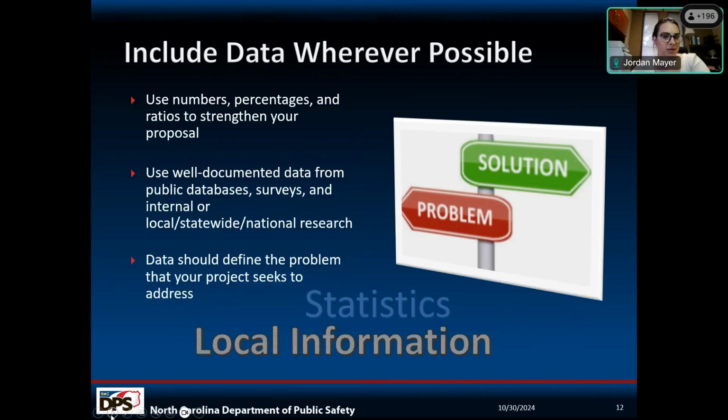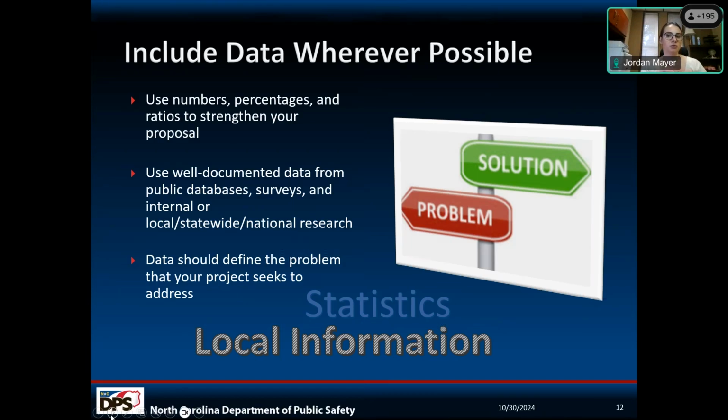So the next thing is include data wherever possible. We look for this a lot in the project abstract, in the narrative, also the goals and objectives sometimes. These really strengthen your proposal because it allows us to get an idea of the need for your project and how it is going to serve your community. So we look for data from public databases, surveys, any sort of research to show this is what is happening in our community and this is how we are going to solve or at least help with alleviating the problem that is prevalent in our community.